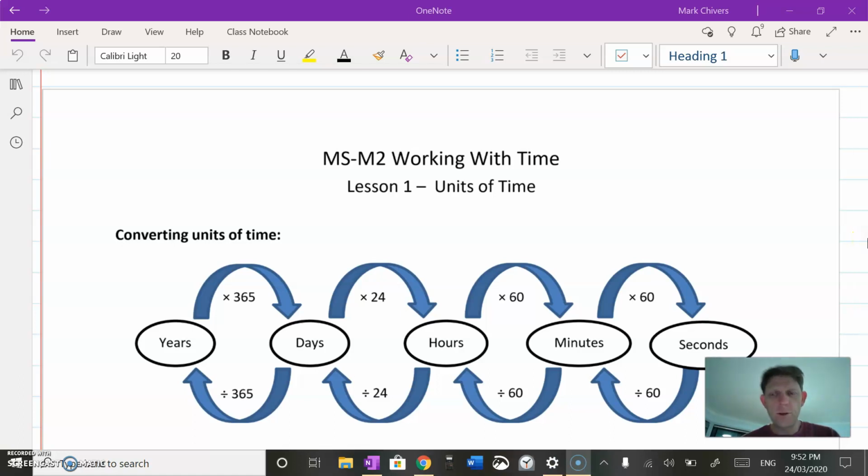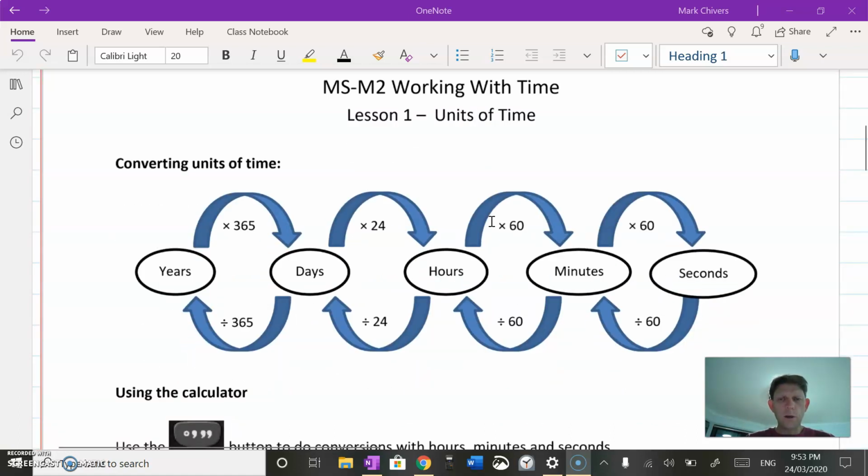Okay, with the start of a new way of learning comes a new topic as well, and this is our last full topic for the prelim course. We've then got a couple of catch-up lessons to do, and then we'll be into revision for the exams. So the first lesson in this particular unit is units of time. So we're working with time this particular unit. There's some complicated stuff to come, but today's lesson is relatively basic.